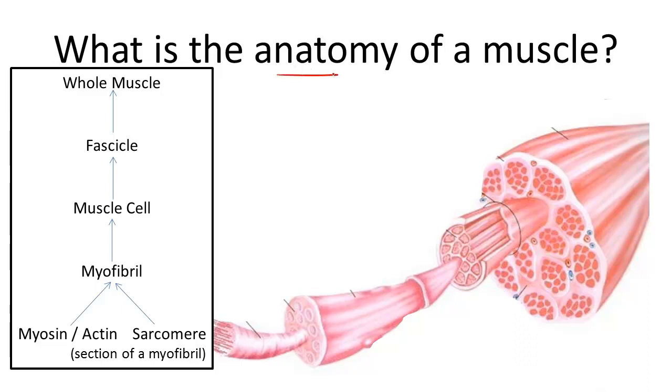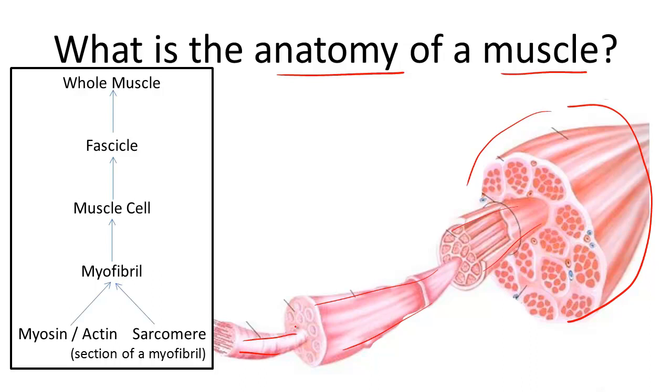So what is the anatomy of a muscle? What's the shape and structure? I would think of a whole muscle as sort of a rope with many fibers coming out of it, smaller and smaller and smaller. So let's start with the smallest part of this muscle.